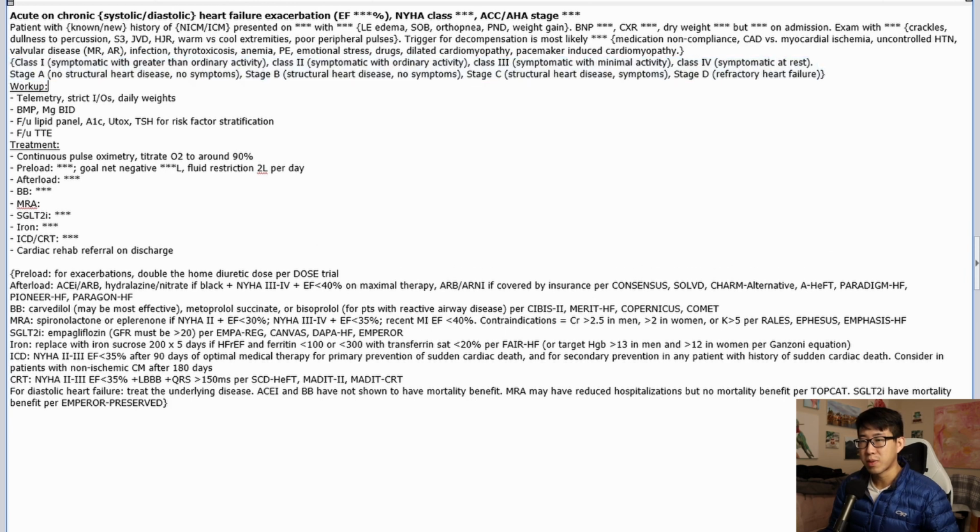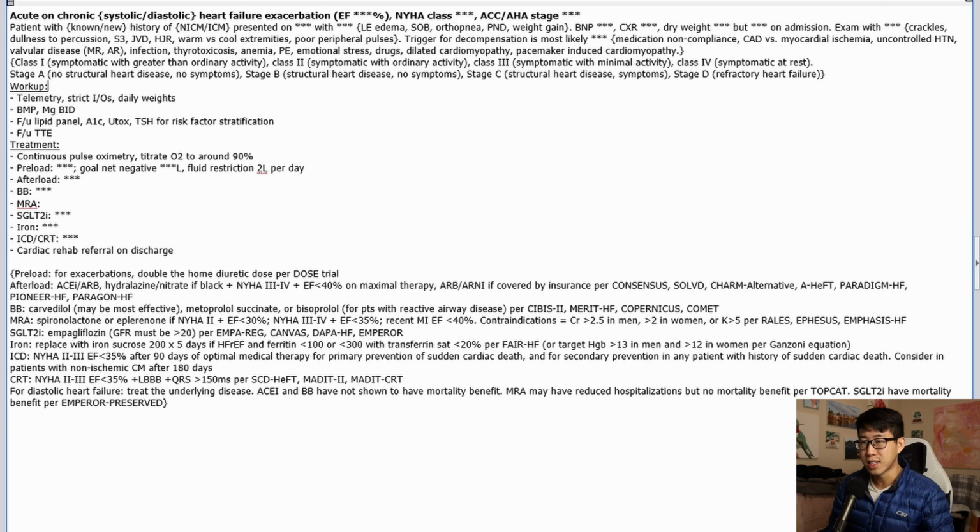For workup, a lot of times we place people on telemetry. Evidence isn't that great for that, but if you're diuresing somebody super aggressively, a lot of people like to put them on telemetry, more so if their EF is super low. Strict I/Os, daily weights, we'll get electrolytes twice a day. And usually if they're coming in with a new acute heart failure exacerbation, we will get a repeat echo to see if there's a new drop in EF or some new change. A lot of times we'll get some of these labs as well.